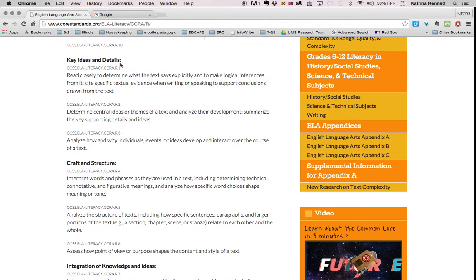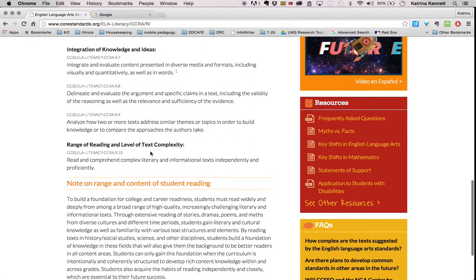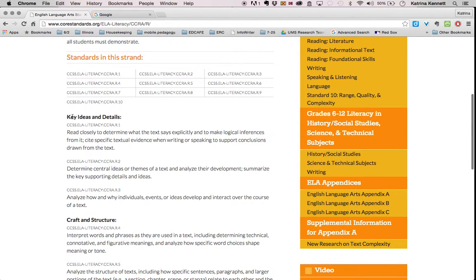So you'll see that they're organized into key ideas and details, craft and structure, integration of knowledge and ideas, and then this range of reading and text level of text complexity. So if we take a peek here at the key ideas and details, it'll say broadly, read closely to determine what the text says explicitly and to make logical inferences from it, cite specific evidence, etc.